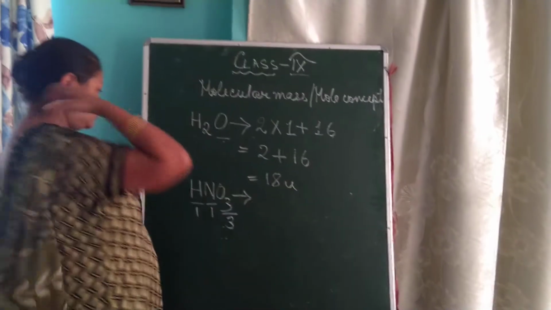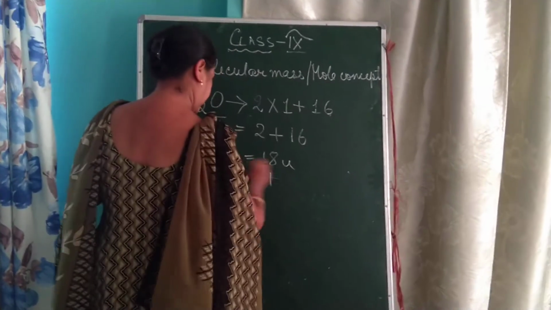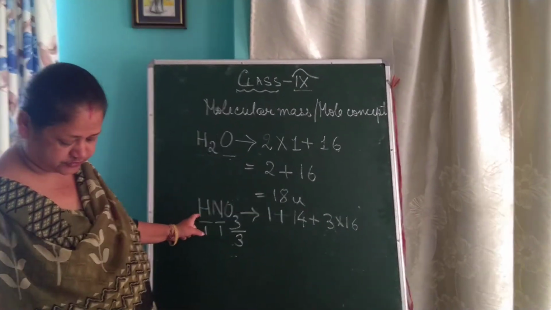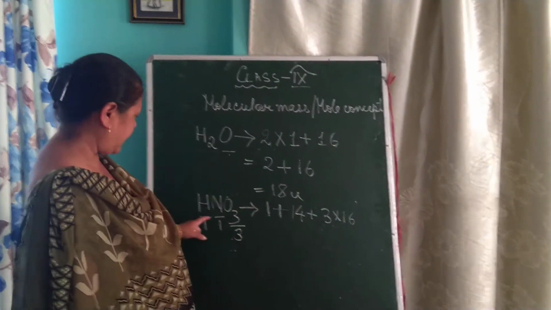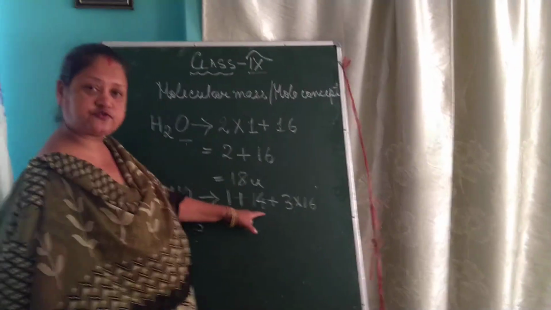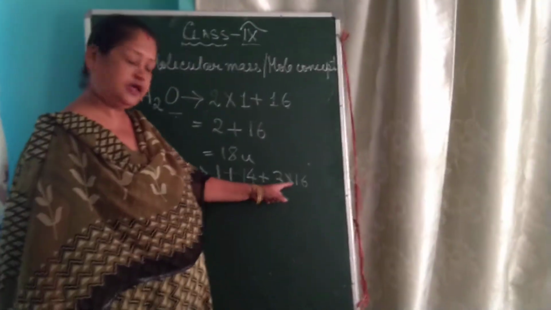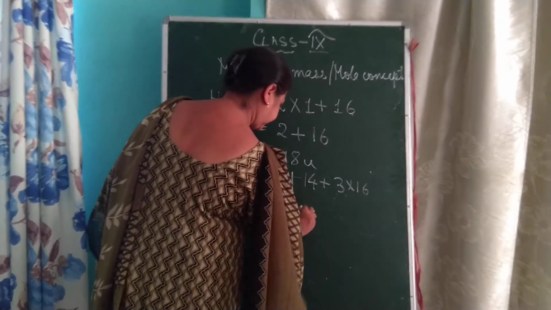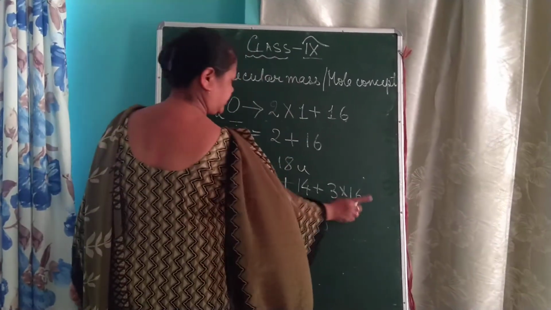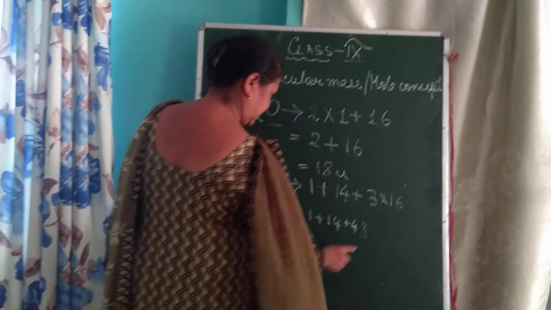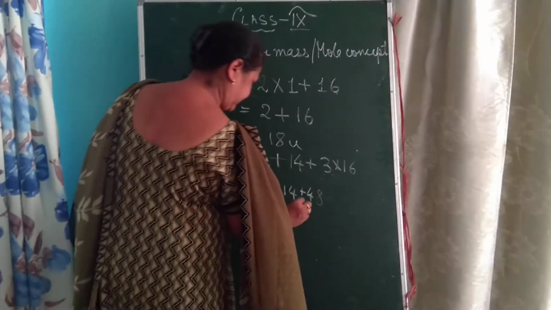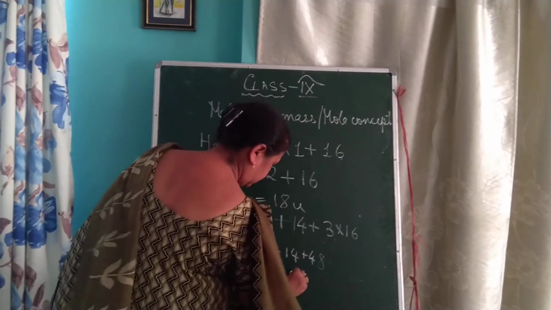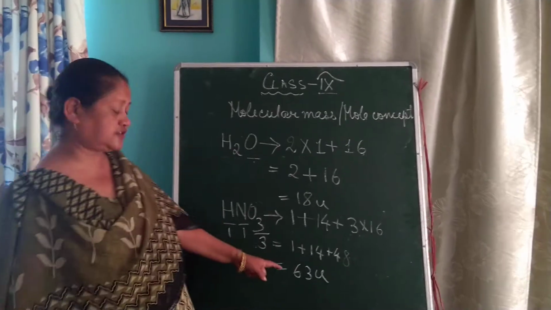Now here you see that for hydrogen it will be 1, plus nitrogen it is 14, plus 3 into 16, right? Because the atomic mass of nitrogen is 14, and since there are 3 atoms of oxygen, that is why 3 into the atomic mass of oxygen, which is 16. So that gives you 1 plus 14 plus 48, right? Because 3 into 16 is 48. So that will give you how much? 63 U, right? So that means for nitric acid it is 63 atomic mass.